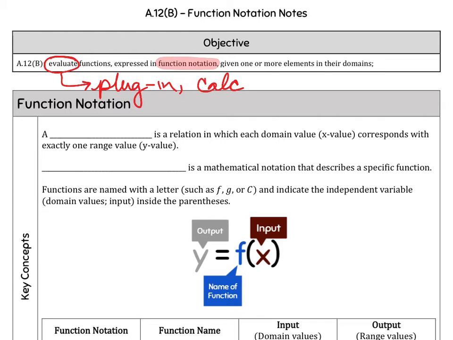So quick review. We just defined this. A function is a relation in which each domain, x value, corresponds with exactly one range, y value. Basically, the x's don't repeat, right? That's the mathematical way to say that.